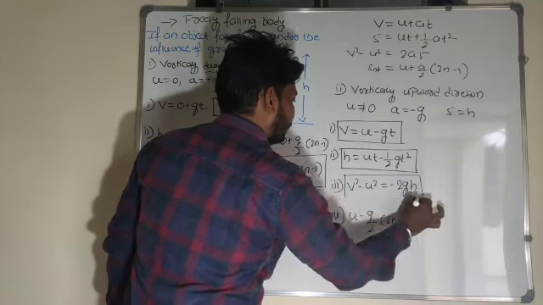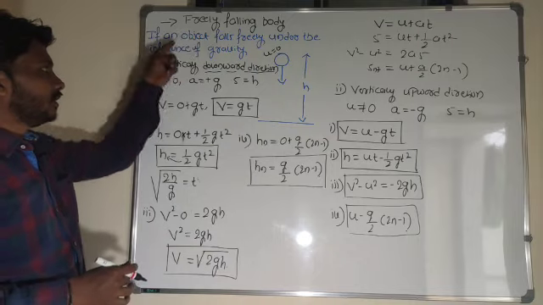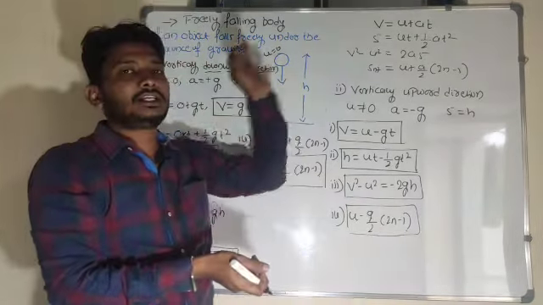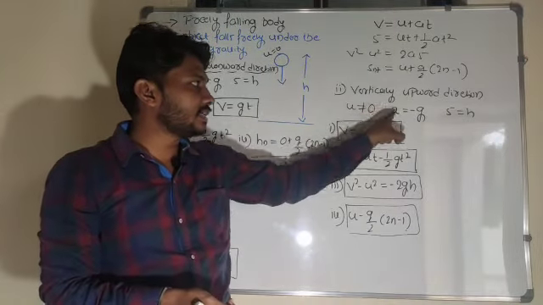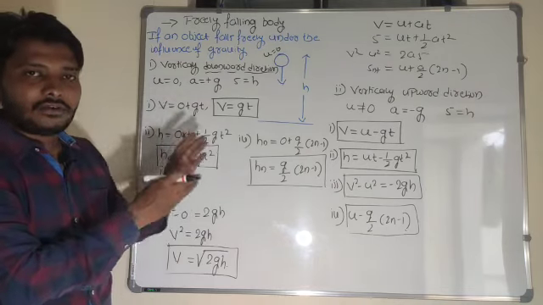So these are all the kinematic equations for a freely falling body. Freely falling body means vertically downward direction. If the object is moving vertically upward, then a is equal to minus g here. So hope you understand about a freely falling body.